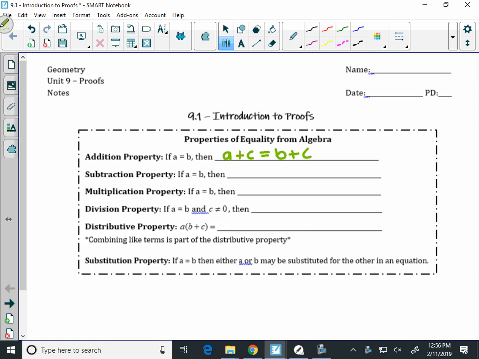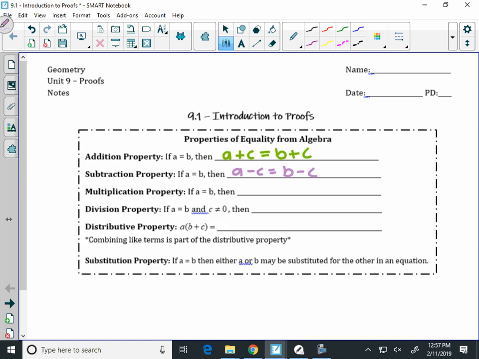The subtraction property of equality, what do you think we're going to do for the subtraction property of equality? Yeah, we can subtract the same thing on both sides using the subtraction property of equality. Because when you're doing the same thing on both sides, that equation is still true. Both sides are still equal to each other.